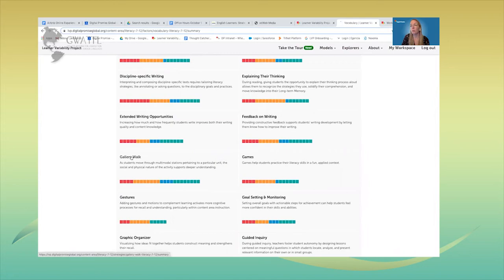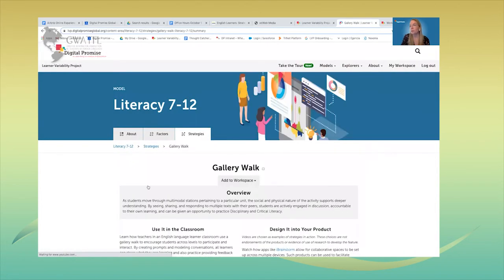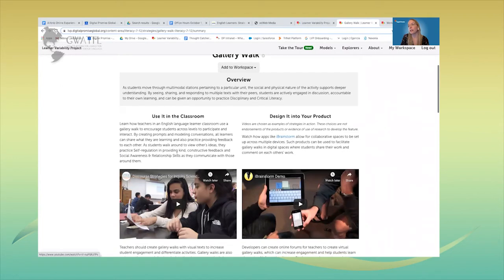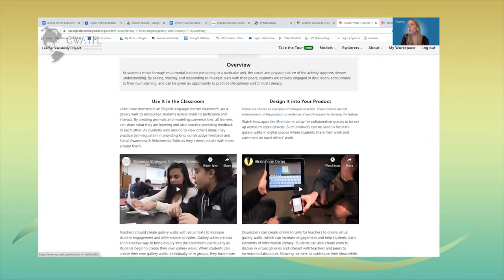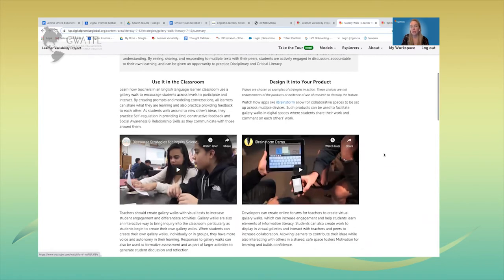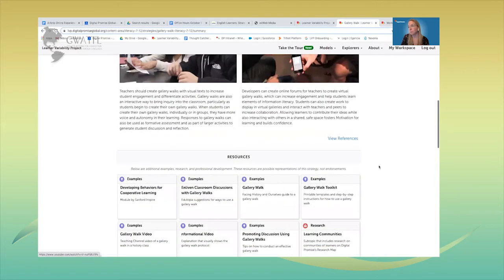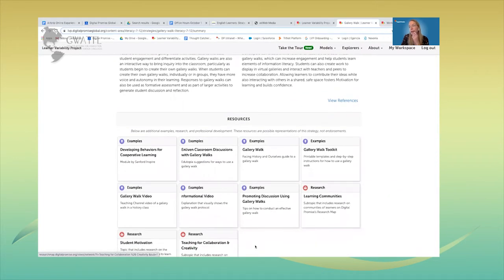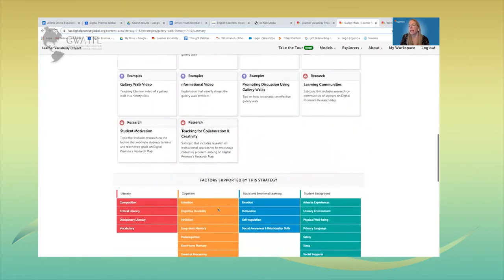So if you want to learn more about a strategy, you can click on it. These strategies are all also based on research, and you can see an overview here, which includes how to use it in the classroom and a video, as well as examples of EdTech products that use this. So this can also be a great way to source different products and tools that may be helpful. We also included some resources below that can help you in either going deeper into the research or implementing it in your classroom, as well as other factors that this strategy supports.